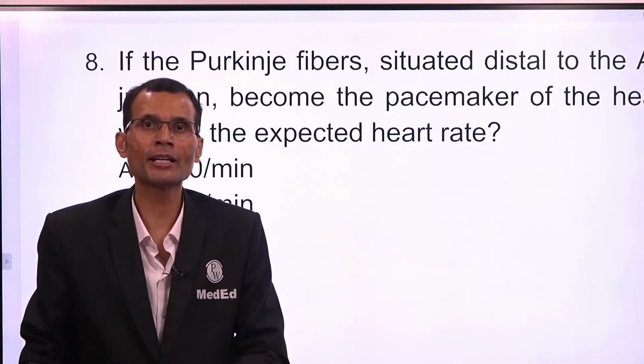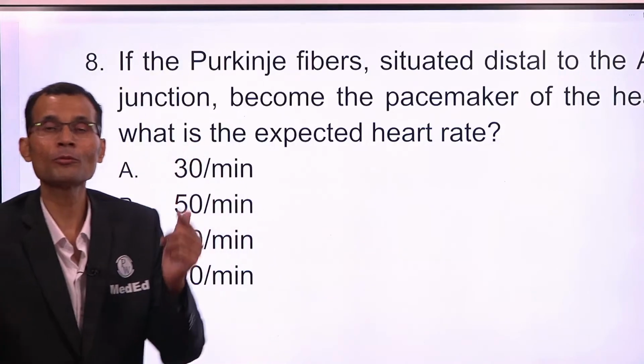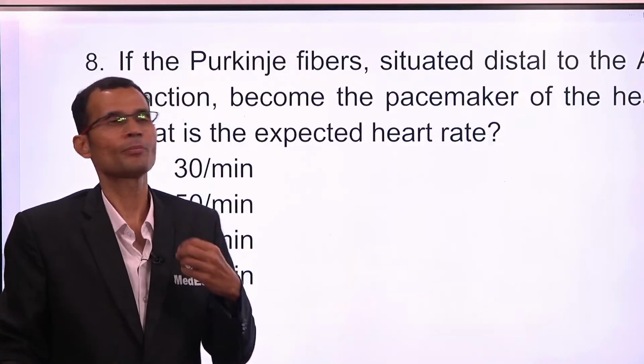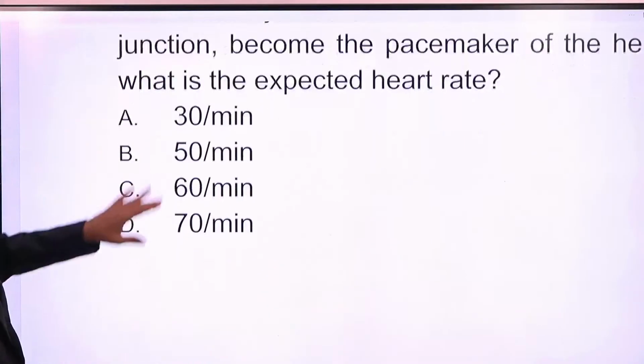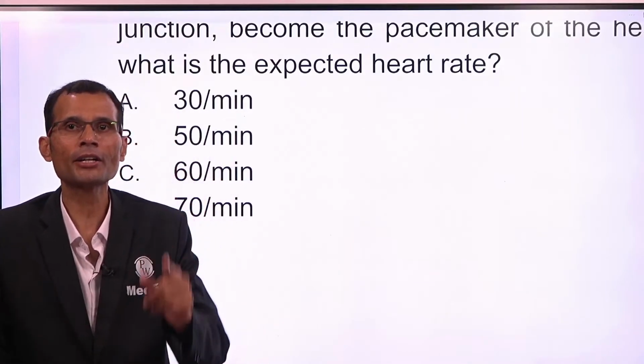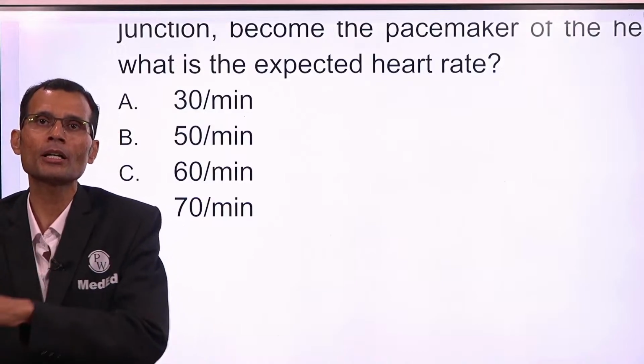AV node is autorhythmic. What is the natural rhythmicity of the AV node? It is 60 beats per minute. 60. Yes. So if AV node becomes the pacemaker, heart rate will be 60 per minute.